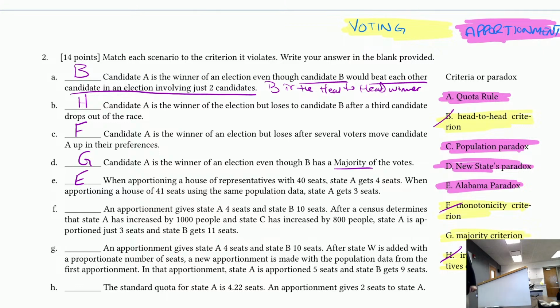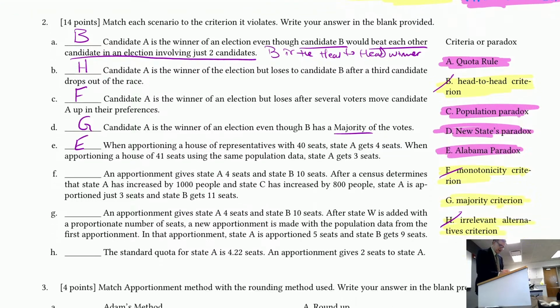And so this is a situation where the population is increasing. I know the word population doesn't actually say that. It's not stated here, but population goes up, and yet the state's apportionment goes down. And so that's called the population paradox. So that's C.